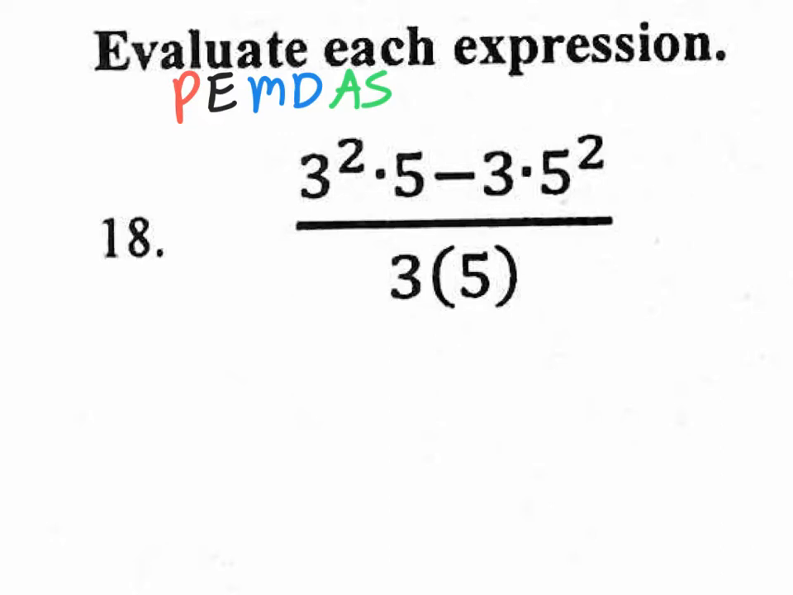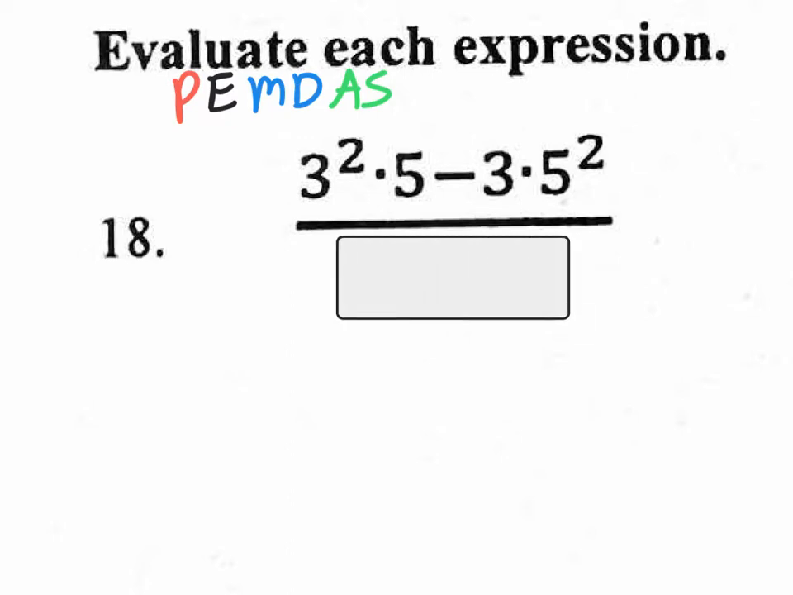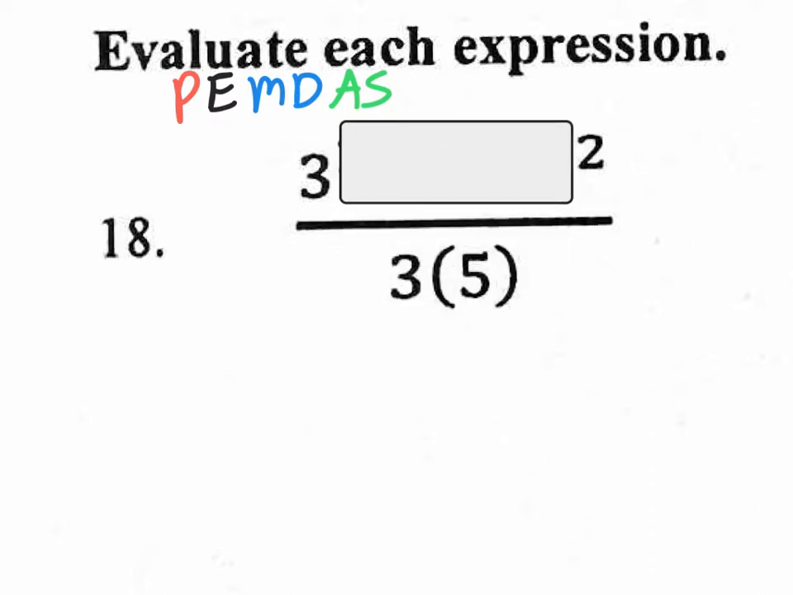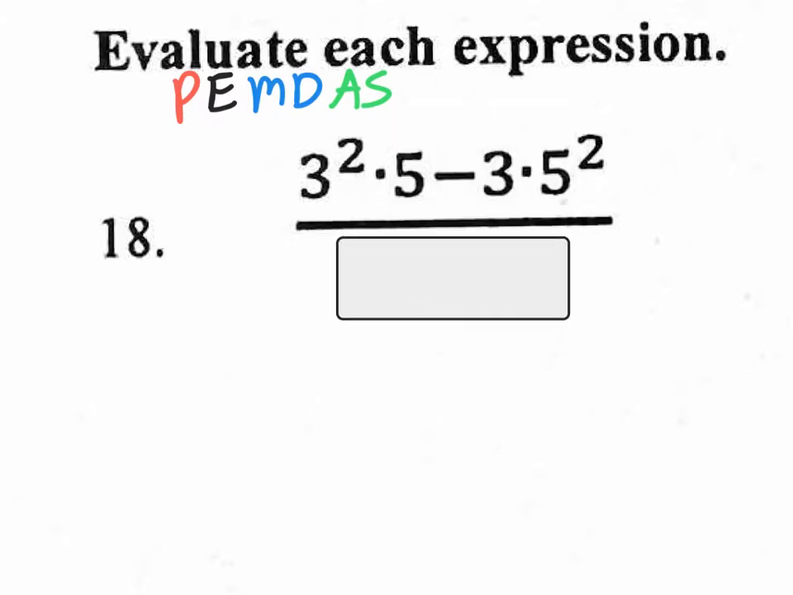And once again, when you do have a fraction, go ahead and simplify the top and then simplify the bottom. That's why I covered up the bottom. Let's not worry about the bottom right now. We're going to do the top and then we'll simplify the bottom. So we're going to do one at a time. Let's start with the top. Do we have any parentheses up on top? No. Do we have any exponents? Yes, we have an exponent right here, 3 squared and 5 squared. So let's do E, exponents.